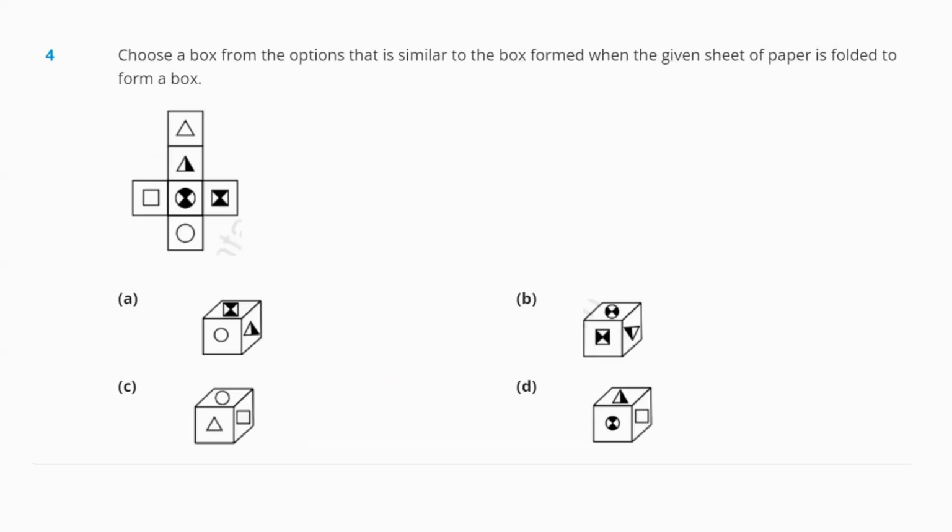Moving on to the next question. Choose a box from the options that is similar to the box formed when the given sheet of paper is folded to form a box.